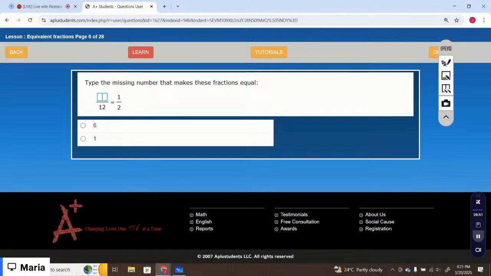Type the missing number that makes this fraction equal. 1 over 2 equals the missing number divided by 12. So which is the correct option? The correct option is 6 over 12. Option number 1 is the correct option.